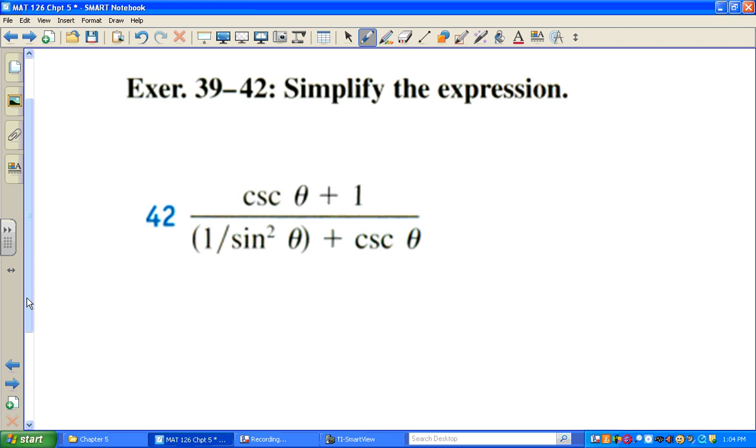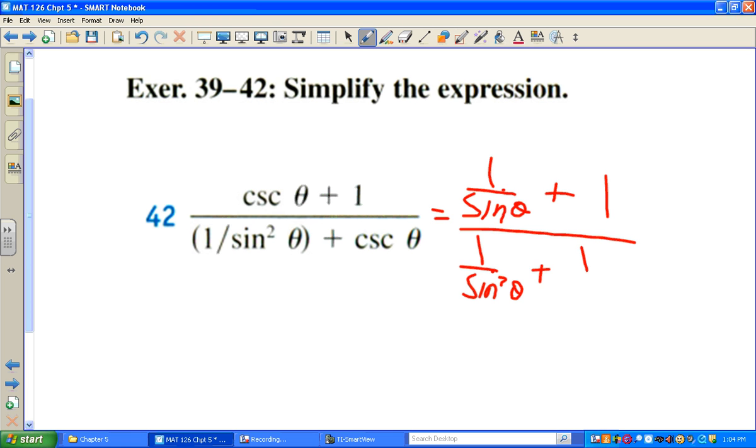What was that, Bo? 1 over sine equals cosecant, right? So 1 over sine squared equals cosecant squared. Good. Or cosecant equals 1 over sine, right? Yeah. I think I'm going to go with the 1 over sine. I'm more of a sine cosine type person. Good. Easy is good.